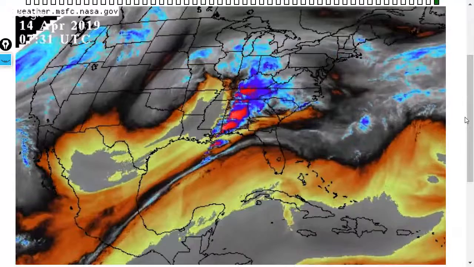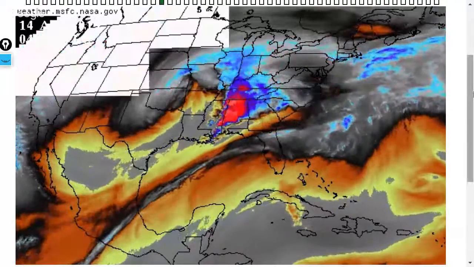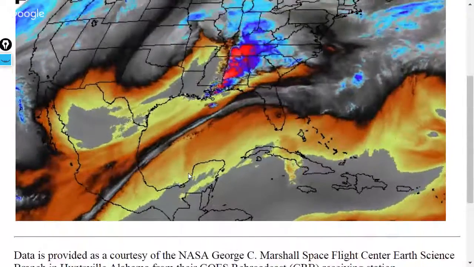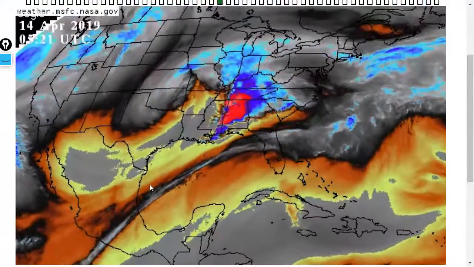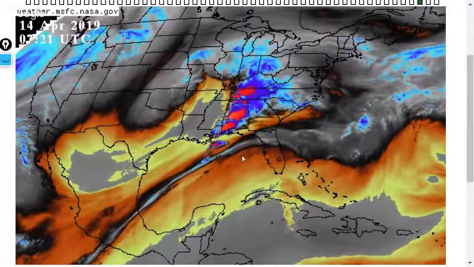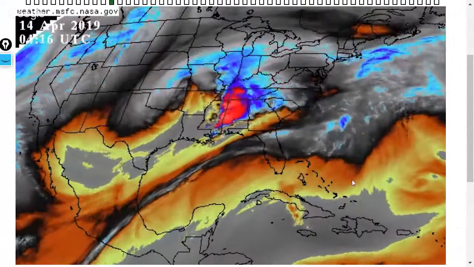Anyway, there's the water vapor map. We see this crazy convergence line, this line of moist air here, just right in the middle of all this dry air. Very anomalous, very anomalous.